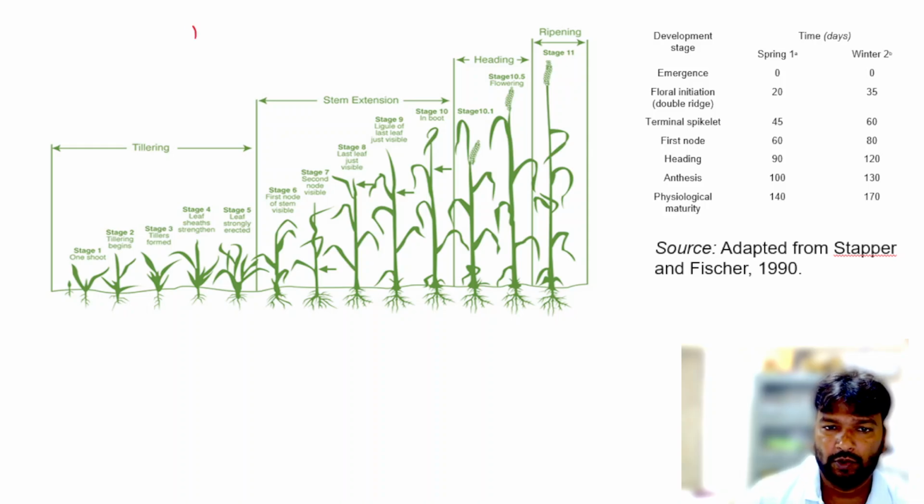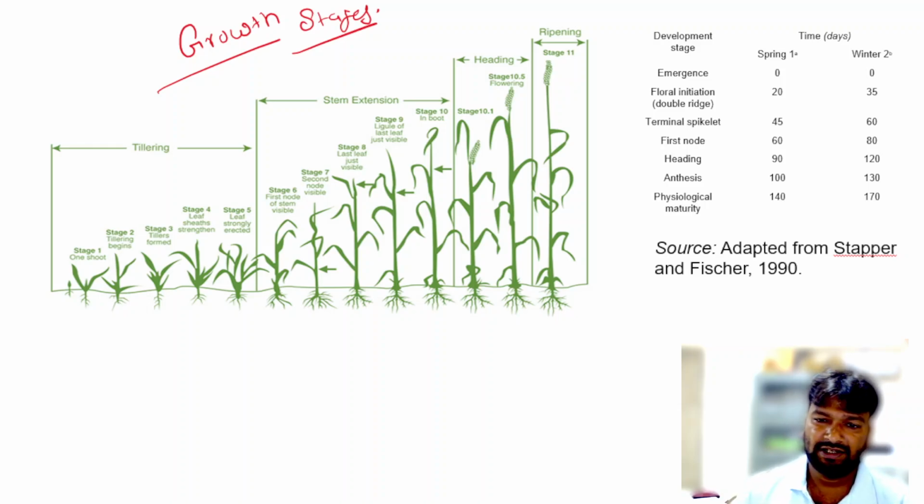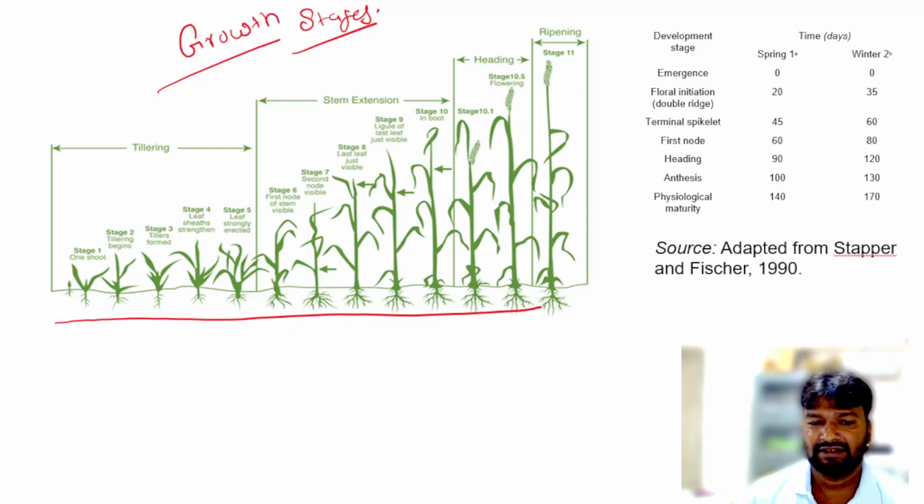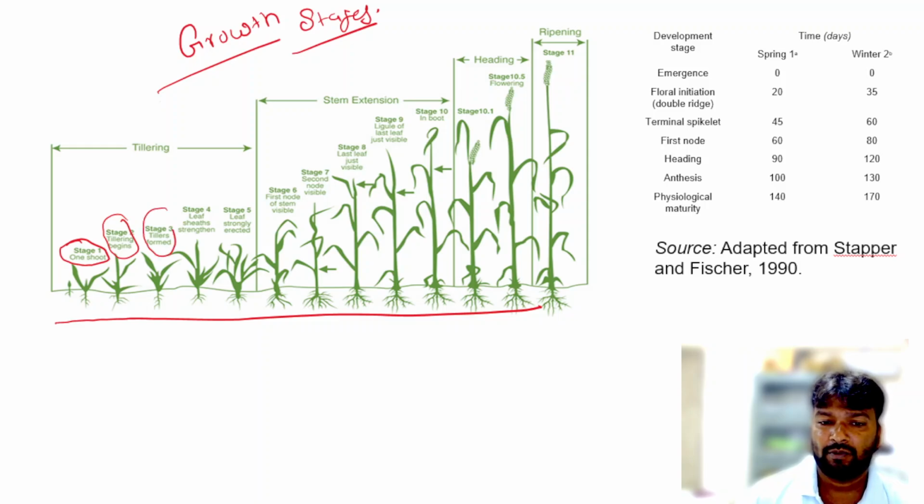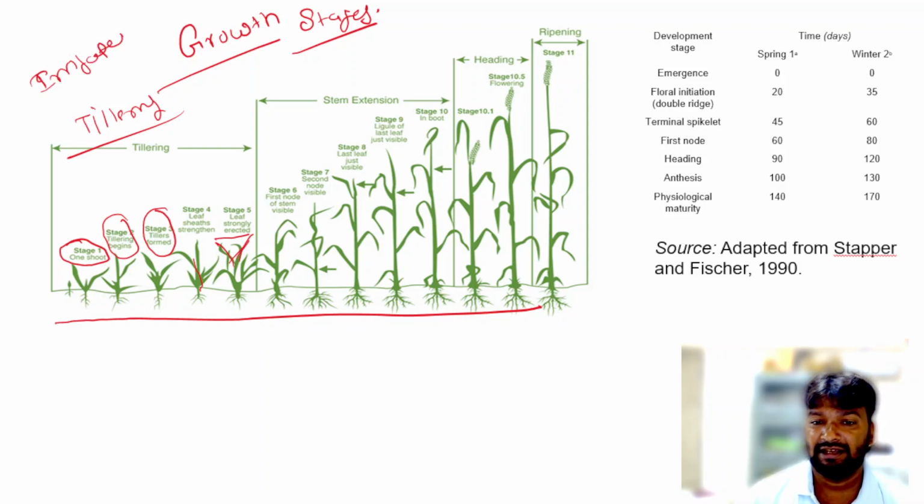Now come to the growth stages. Okay friend, when we grow wheat, there are many subsequent stages, like first is the shoot stage, second is the tillering stage, then tillers are formed, then leaf sheaths are strengthened, then leaves strongly erect. So this is known as the tillering stage. This is also very sensitive to irrigation, a critical stage for irrigation.